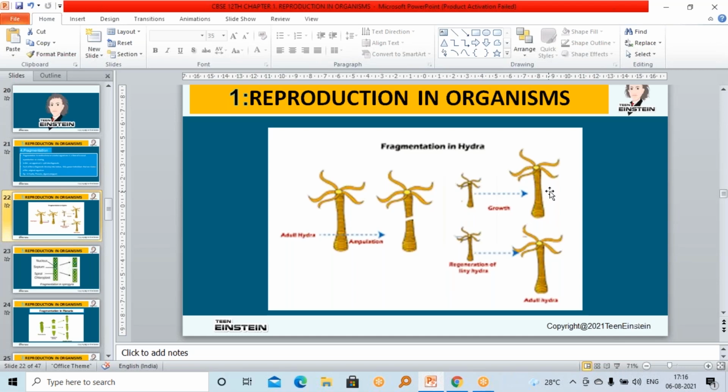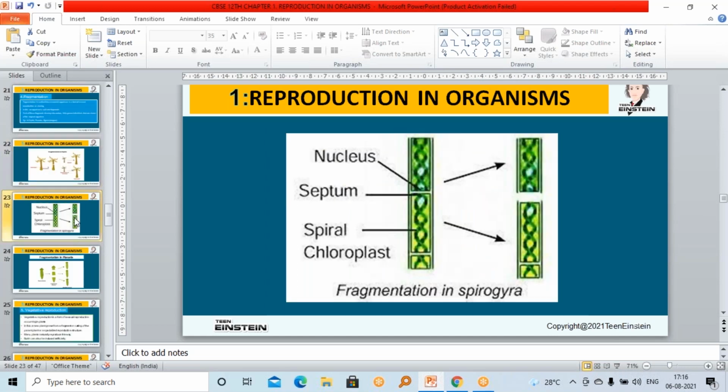And again, this will mature and form an adult Hydra. And again, this process will get repeated. So the adult Hydra will form equal or unequal fragments. Then these fragments will grow separately. It will become mature. Then it will form an adult Hydra. Is it clear?